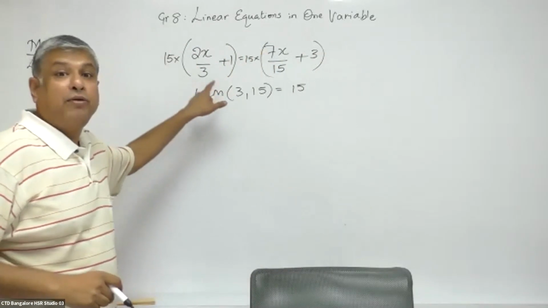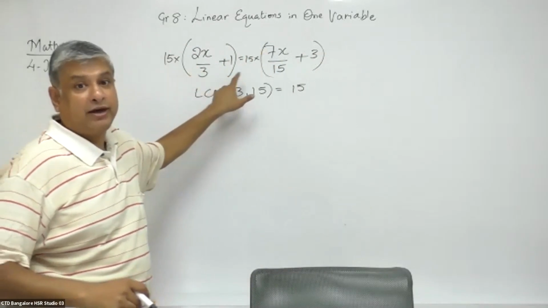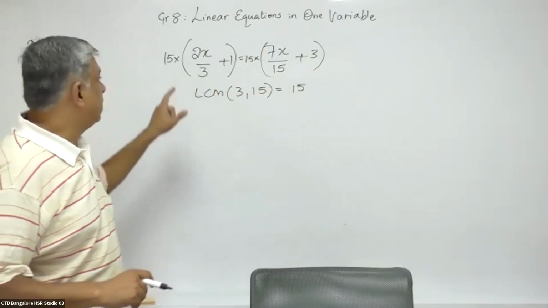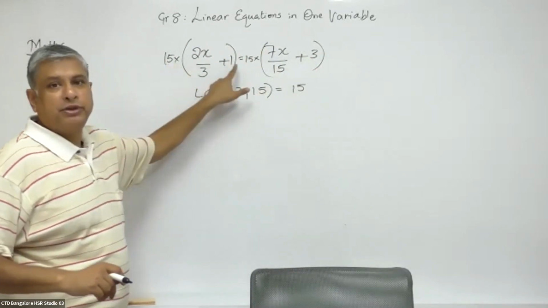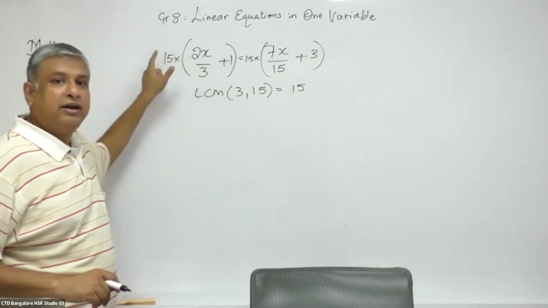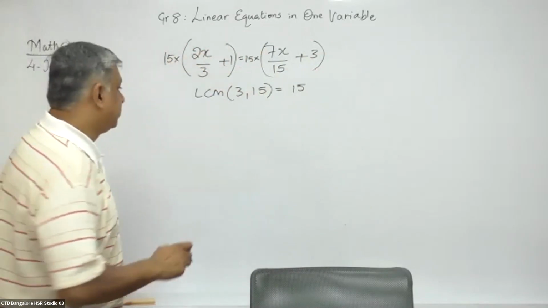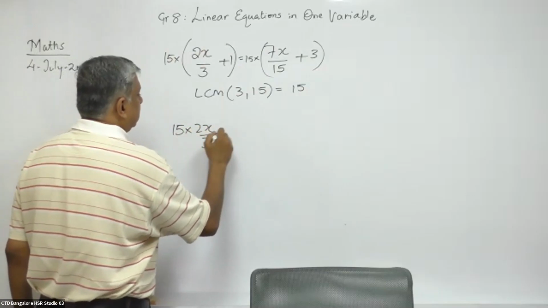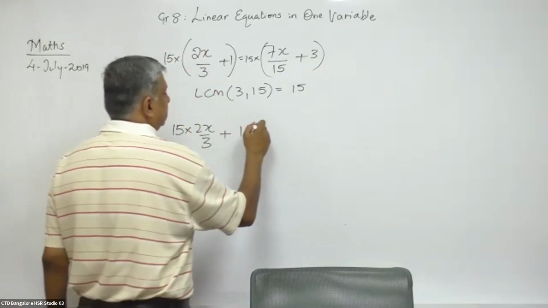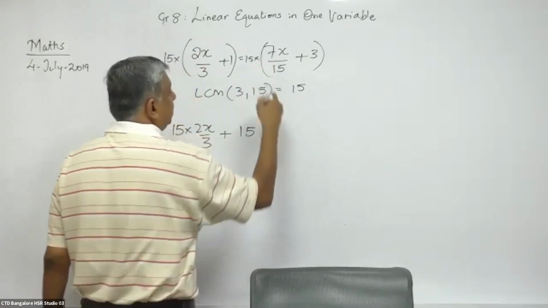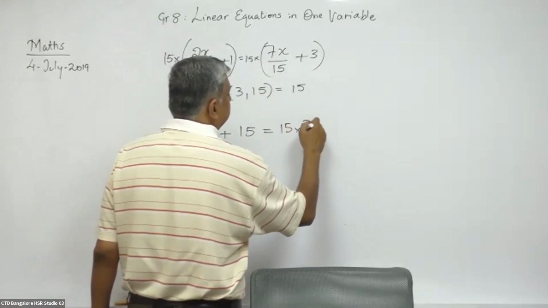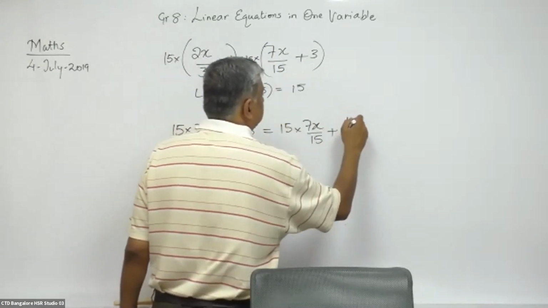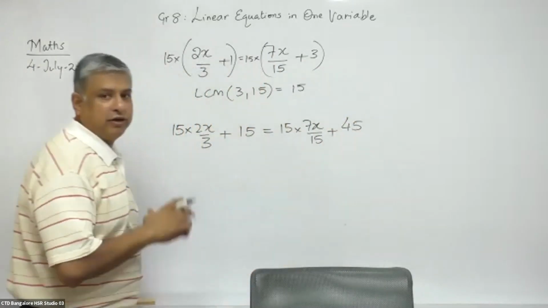Remember, whenever I want to do all of it, I put a bracket, because if you don't put a bracket, it will become wrong. So now we see 15 multiplied with two terms or many terms in the bracket. So 15 will multiply with each of them. So what do we get? 15 into 2x by 3 plus 15 ones are 15 equals 15 into 7x by 15 plus 15 into 3, 45. Simple. We have just opened up.